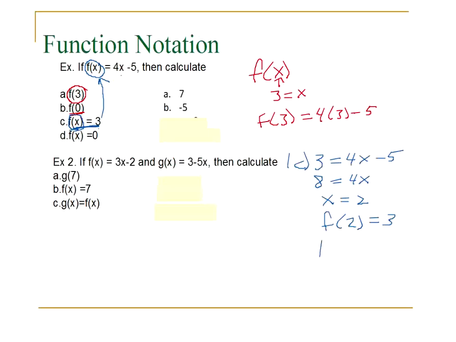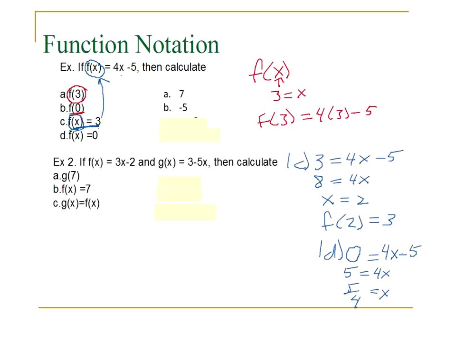And question D, similar scenario. I get f of x equals 0. Wherever I see an f of x, I'm going to put a 0. I'm going to add 5 to both sides and divide both sides by 4. And so x equals 5/4.